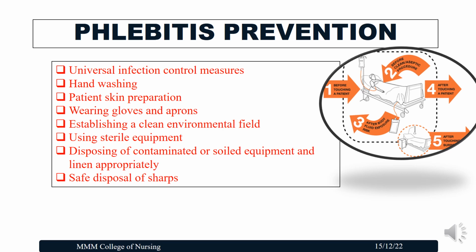Wearing gloves and aprons during the procedure. Establishing a clean environmental field. Using sterile equipment. Disposing of contaminated or soiled equipment and linen appropriately. And the safe disposal of the sharps. So by these measures we can prevent phlebitis for the patient.